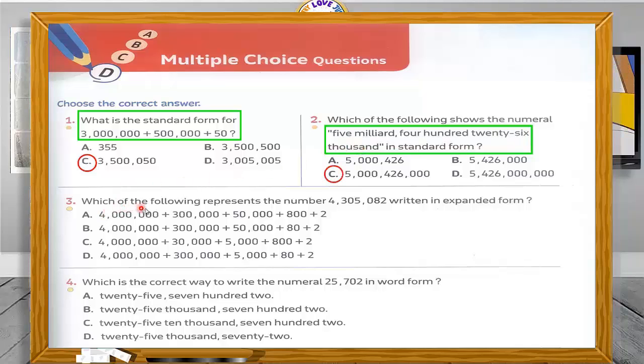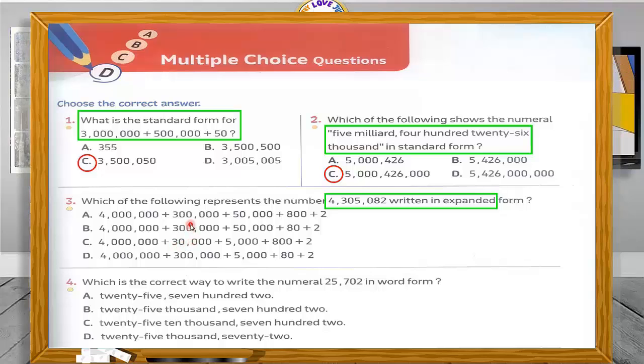Which of the following represents the number 4,300,305,082 written in expanded form? This number is written in expanded form. Search down: 4 billion. We have 4 billion, 4 billion, 4 billion. They are the same. And 300. Here we have 300. Yes. 30, 300. 30 is not right.